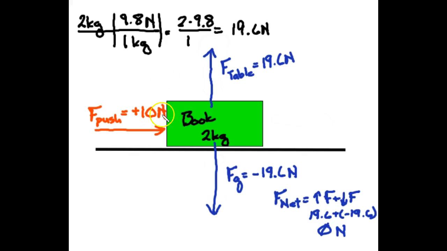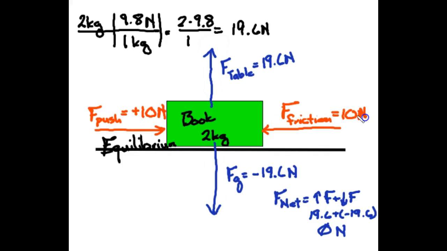But it says it's traveling at a constant velocity, and that means it must be in equilibrium. That tells me that the force in this direction must also be 10 newtons. So force of friction equals 10 newtons. Actually, negative 10 newtons, right? Because it's in the opposite direction.